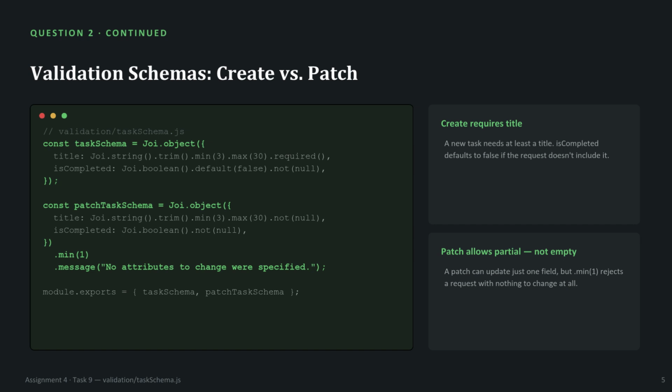Here are my validation schemas. The task schema requires a title between 3 and 30 characters and defaults isCompleted to false if it is not provided. The patch task schema is different. In there every field is optional since it's a partial update, but a min of one rejects a request with nothing to change at all. Creating a task needs at least a title. Updating a task can touch just one field, but it can't be empty.